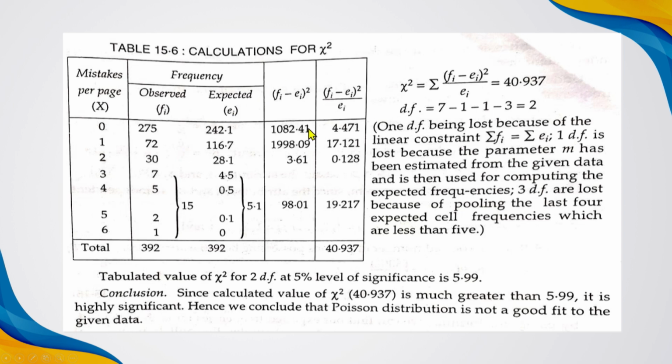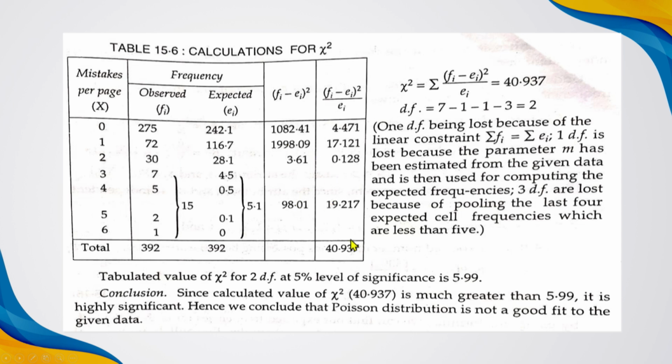Then you can go for your calculation of observed and expected frequency, Oi minus Ei whole square. You can check over here, 275 minus 242.1 whole square, the value is here. Then it is divided by 242.1 and you obtain 4.471. In the similar fashion you can calculate all these values here.